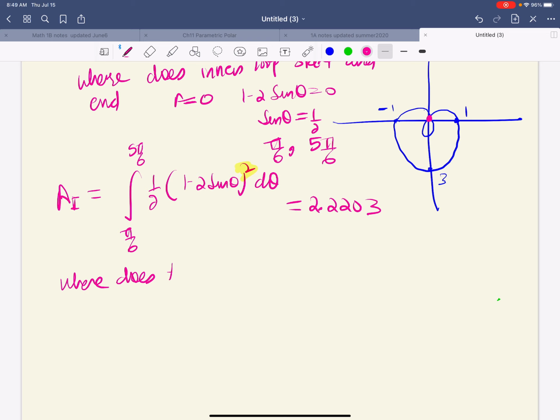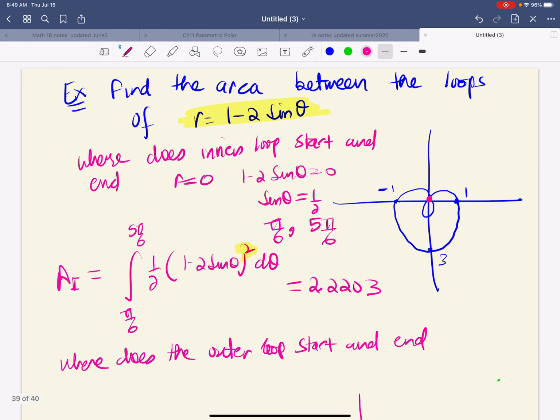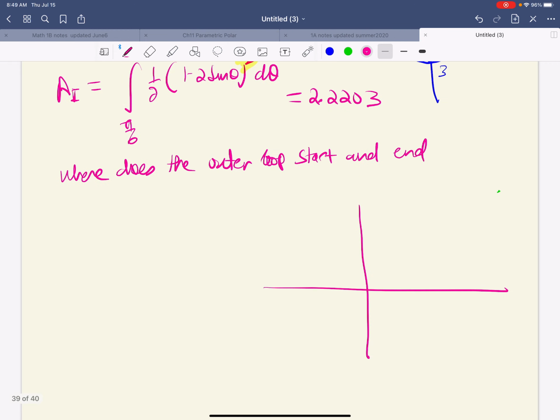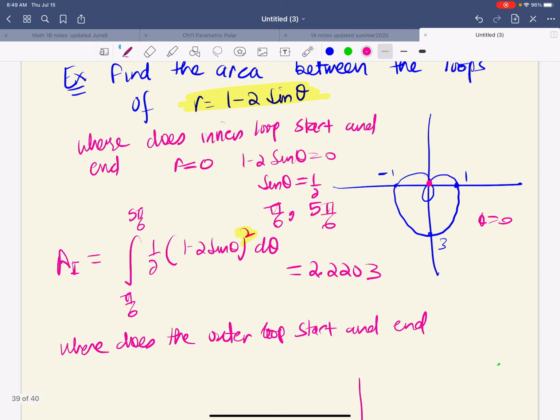Where does the outer loop start and end? So let's think about it. It's very helpful to think about the graph of r equals 1 minus 2 sine theta. So I'm going to go ahead and graph this function. I'm going to use Desmos to graph it because I can get the key points on the axis. It's a shifted graph, so getting the key points on the x-axis is not so easy, but on the shifted axis, I can have them. So where does the outer loop end and start? If theta is equal to 0, where am I? When theta is 0, I'm over here.